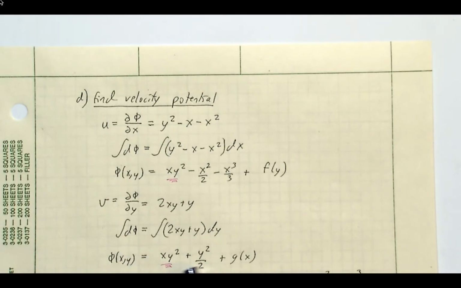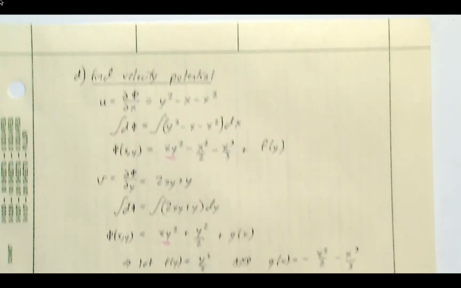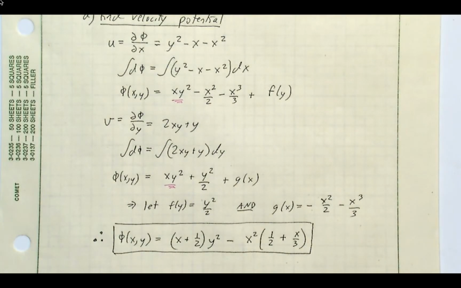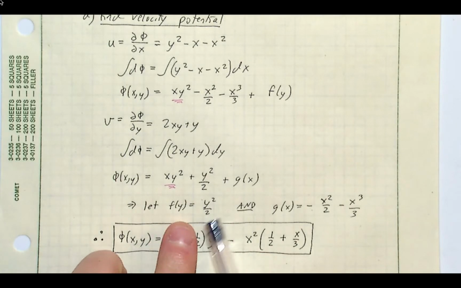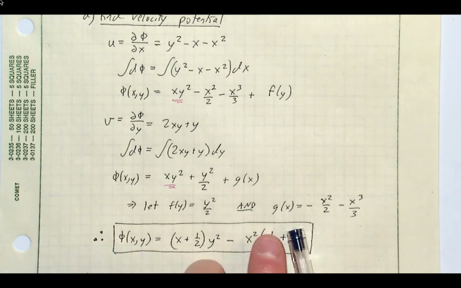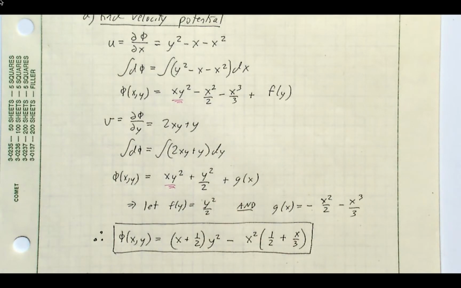And now if we look down here, this term only shows up down here. We don't see it up here, but luckily it's only a function of y. We can throw that into f of y, and then both forms of phi here are consistent. Okay, so we're letting f of y be this y squared over 2, and this g of x be these two terms. And then here's our velocity potential.